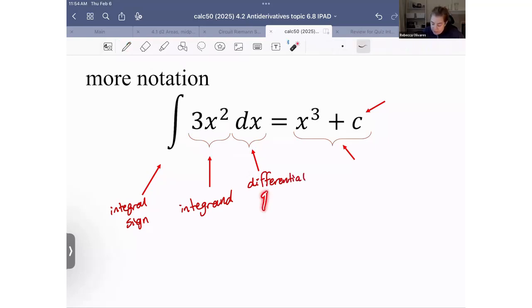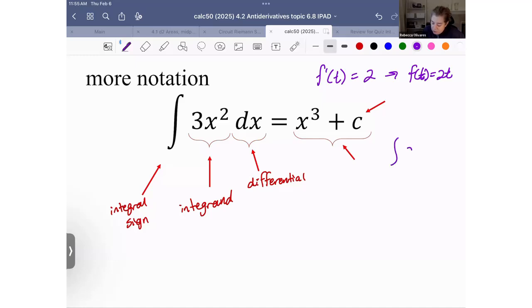One of the reasons why it's helpful to have the differential is because it tells you what your independent variable is. So when we had that one example before where I said that f prime of t was equal to 2, and we said, well, then f of t would be 2t. But if you had something like the integral of just 2 dt, then you know the answer is going to be 2t and not 2x. So the differential there helps you to identify where your independent variable is.